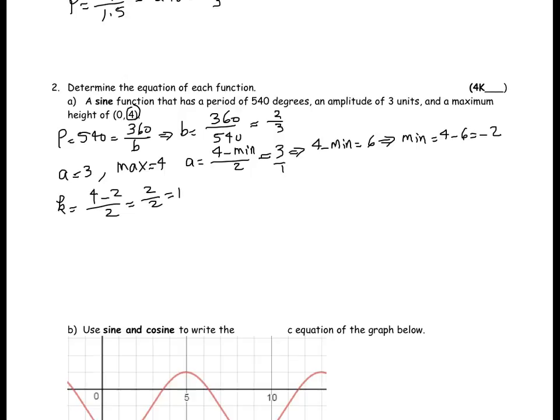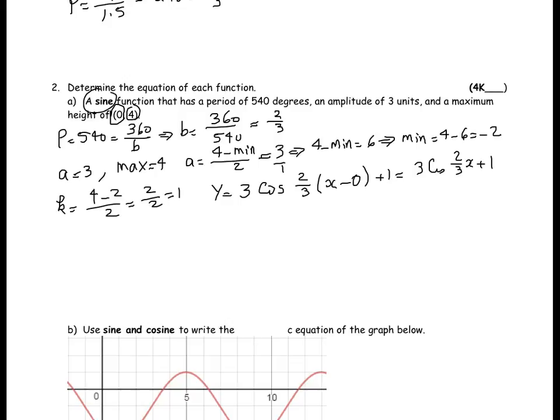So, as I said before, it's much easier to write the cos function first. So y is equal to amplitude 3 cos, b is 2 over 3, times x minus h. H is the x coordinate of the first maximum, and you can see that x is 0, so x minus 0 plus k, and we found that k is 1. So this becomes 3 cos 2 over 3 x plus 1.